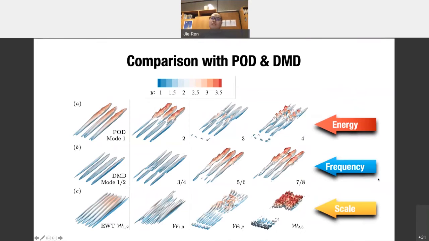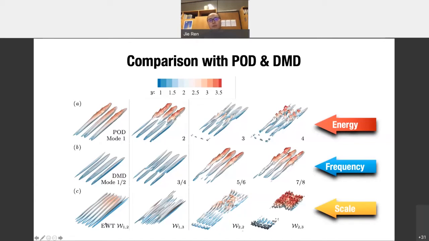To make a comparison with the state of the art, POD and DMD, we see what our method is good at here. POD gives you modes according to their energy. So mode 1 has the highest energy, and higher modes have lower energy. For some problems in particular, you can even use 2 or 3 modes, which is enough to reproduce the whole flow. But DMD is given by frequency. So lower modes have lower frequency, and higher modes have higher frequency.